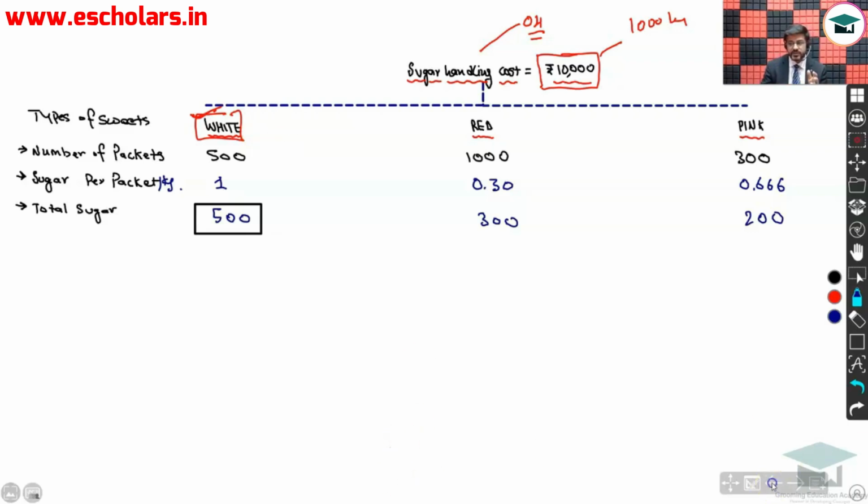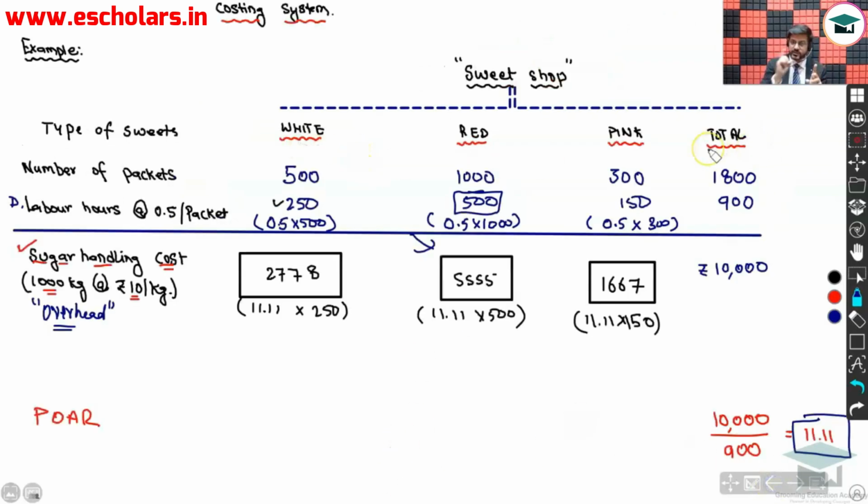I have three sweets: white, red and pink. I have absorbed 5,555 rupees on red as my sugar handling cost. Why? Because it has the maximum labor hours as per the traditional system.